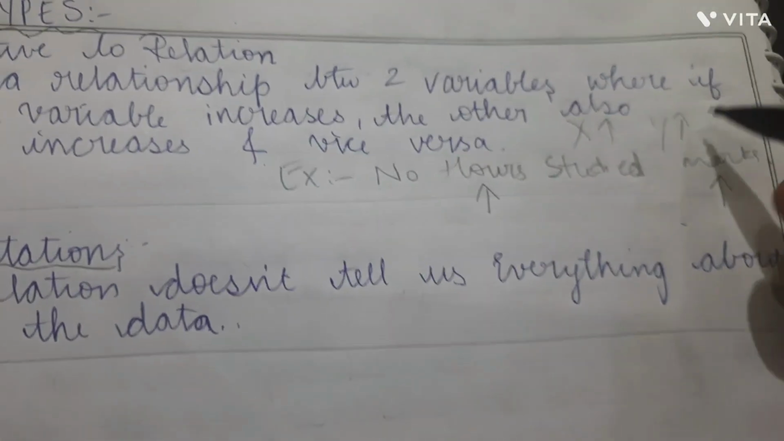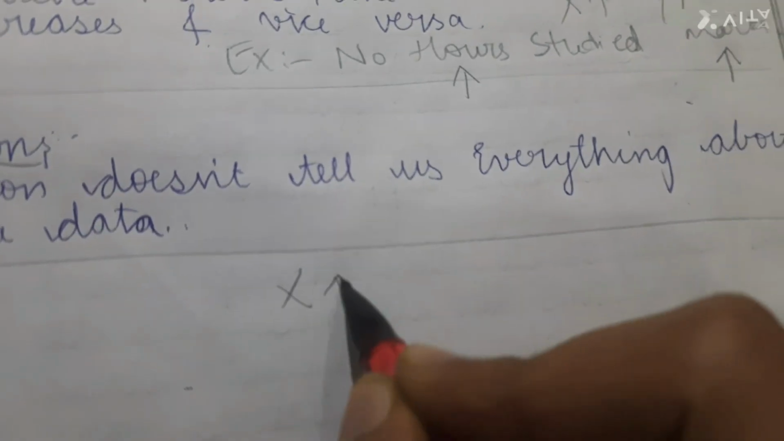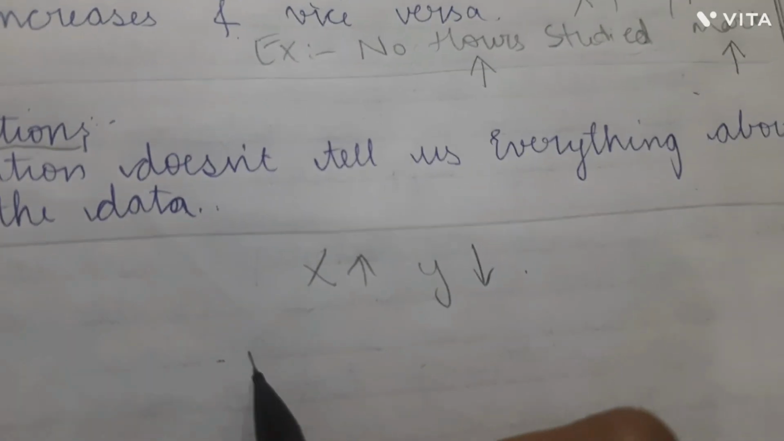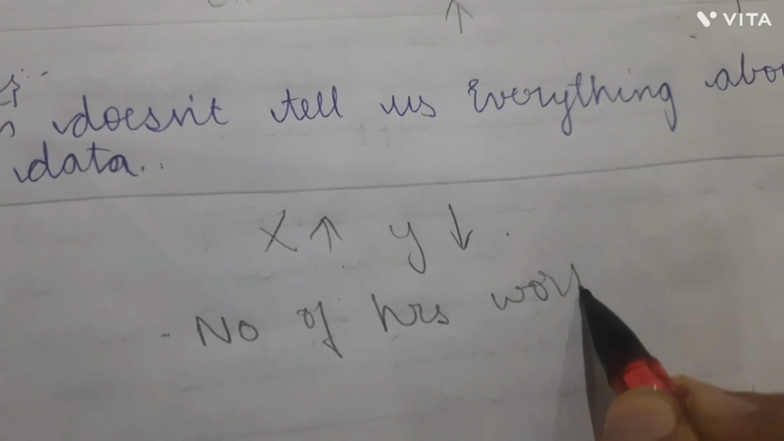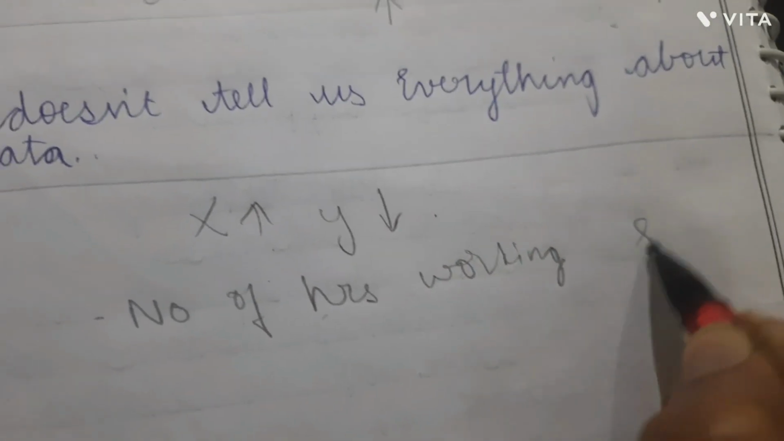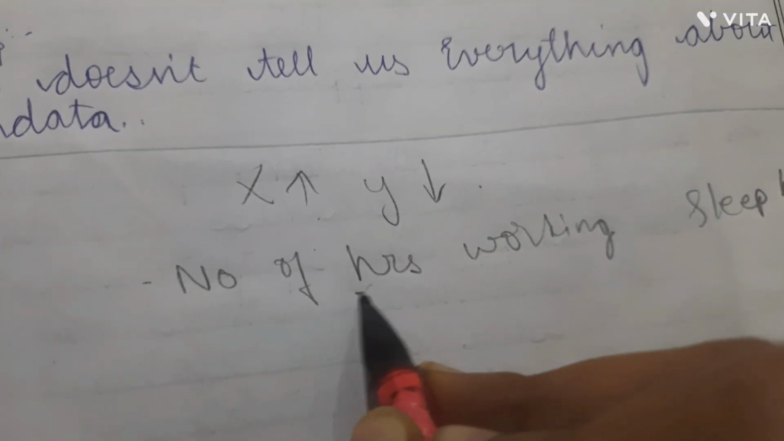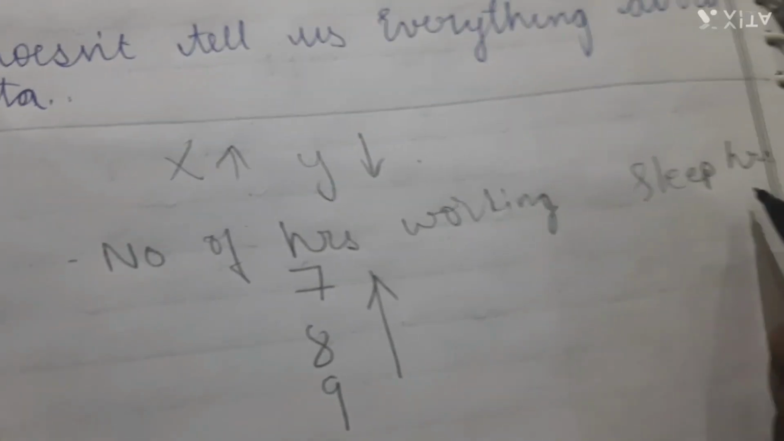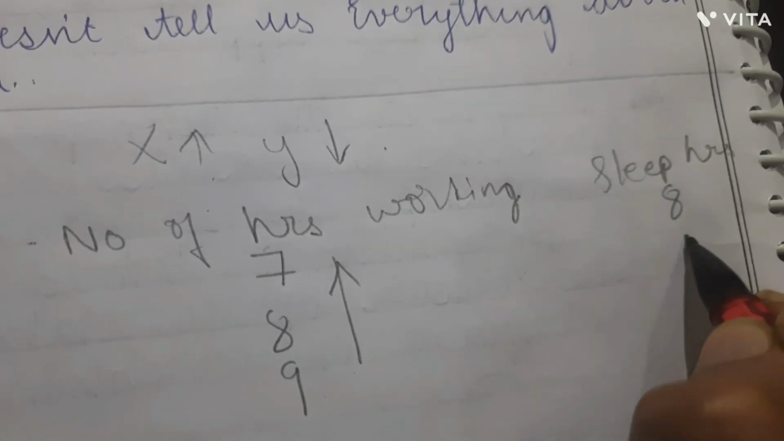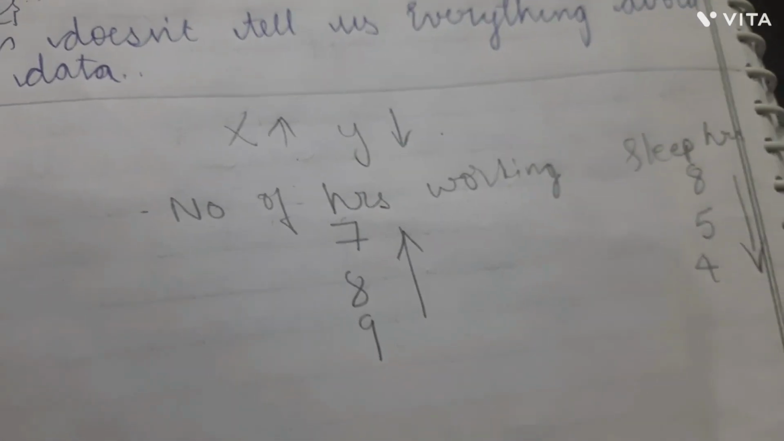And a negative correlation is the opposite of it. When x increases, y will decrease. For example, as the number of hours working increases, the sleep hours will decrease. Say the number of hours working is 7, 8, 9, which is increasing, and then the sleep hours will decrease to 8, 5, or say 4. This is a negative impact, right? So this is a negative correlation.